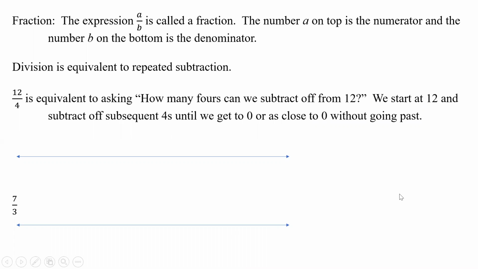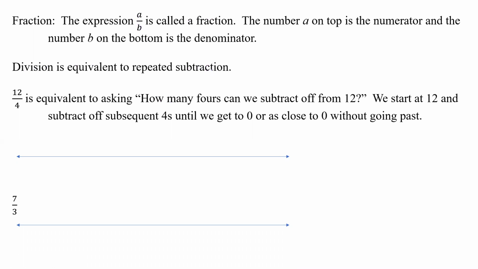Now, the fraction is basically our expression a over b, which is 12 divided by 4. That's really a fraction. The number on top is our numerator, and the number on the bottom is the denominator. And with fractions or division, however you want to look at it, basically we have repeated subtraction. So with multiplication, remember, we had repeated addition. Well, division is going to be the kind of opposite of that. It's going to be the repeated subtraction.